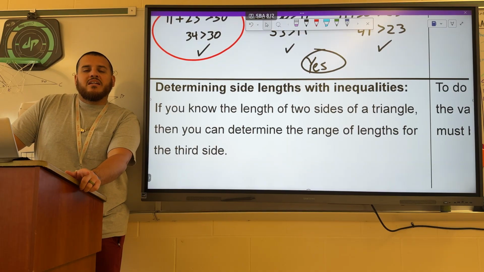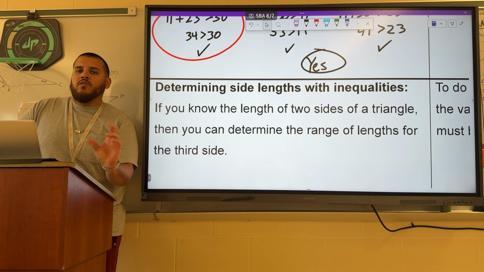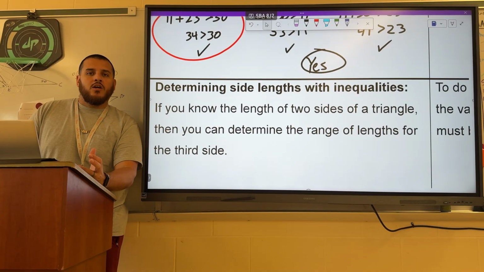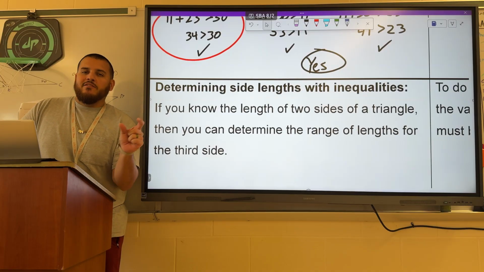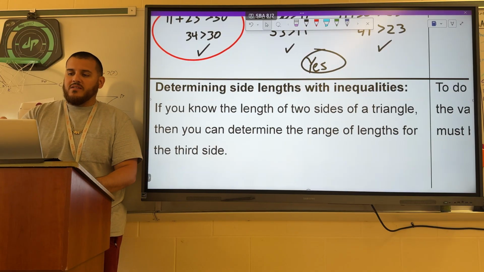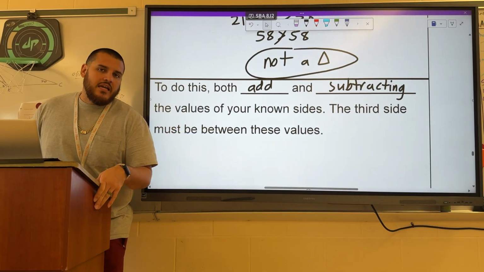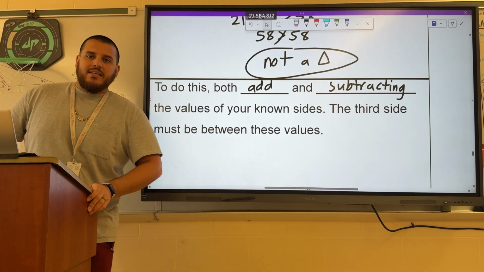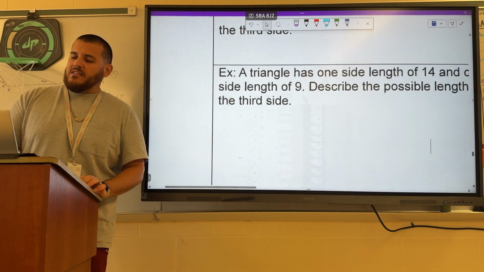Now that we know the rules that our side lengths have to follow, we can use inequalities to determine a range of measurements for an unknown side of a triangle. So if I have two sides given to me, I can figure out a range for a missing side. The way that I would do that is by both adding and subtracting the values of my given sides, right? Let's see how this works in practice. So I have an example here.